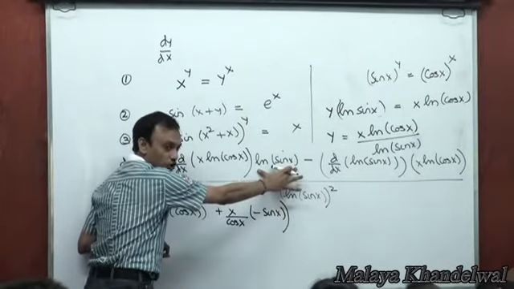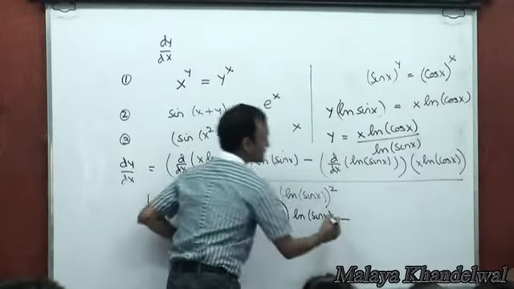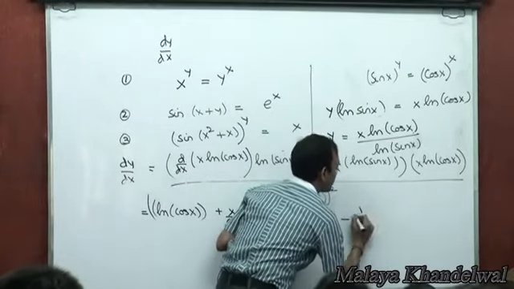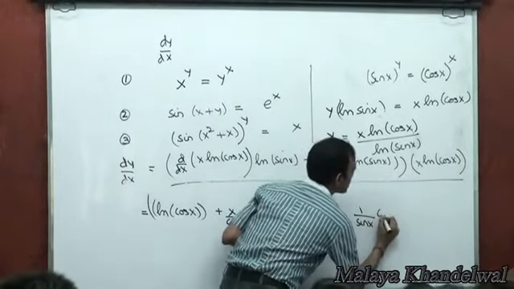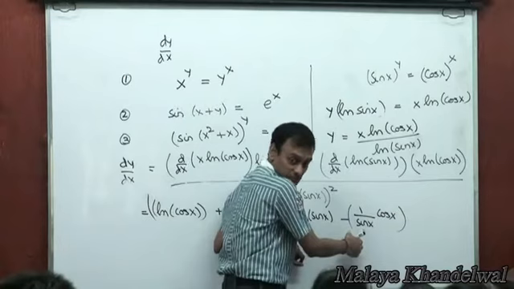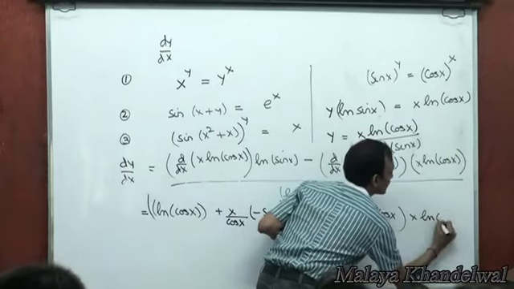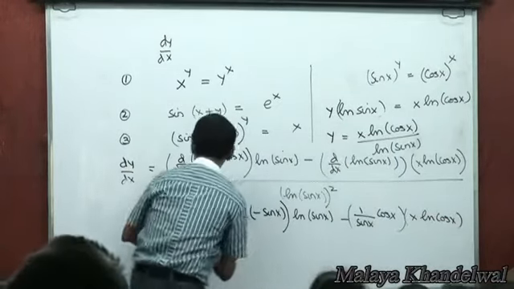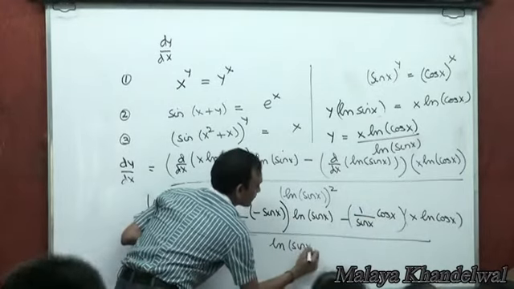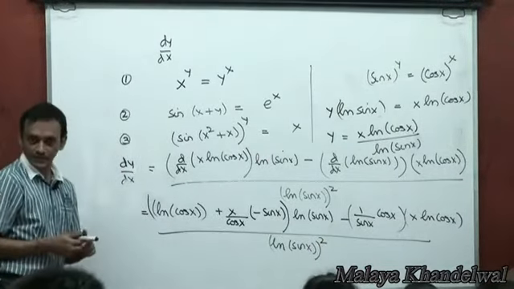Into ln sin x. Minus the d/dx of ln sin x is 1 by sin x into cos x. Right? That makes it cot x. That makes it cot x into x ln cos x. And then the denominator maintains status. The denominator is ln sin x whole square. That's dy/dx.